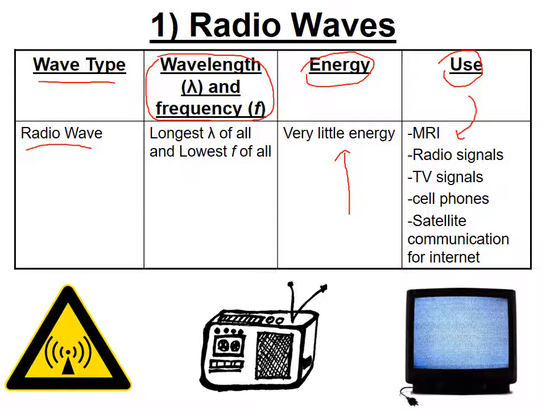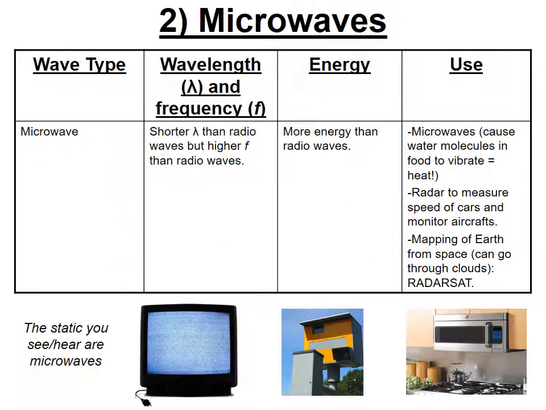When we do MRIs, we use them in radio signals, TV signals, cell phone signals, satellite communication for your internet. So this invisible light, this radio wave that's a form of invisible light over here, is very, very useful. And you don't even notice how useful it is, but you use it every single day. So I want you to pay particular attention to those practical, real-world uses of these different types of light.